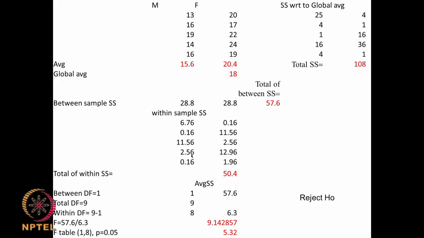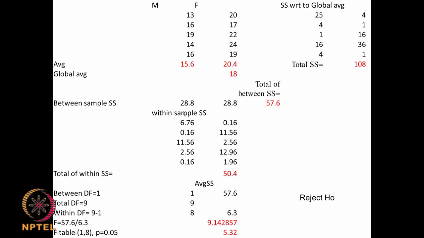Now, if I want to do the total sum of squares, what do I do? Every point I subtract from the 18 because 18 is the global average, square it up. So, 13 minus 18, subtract, square, like that I do. So, I will get the total for each and then add up all, this will be the total sum of squares. Okay. The degrees of freedom for total sum of squares is 9 because we have 10 data points.